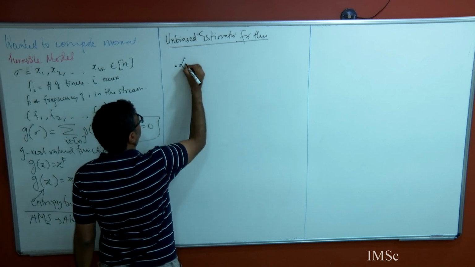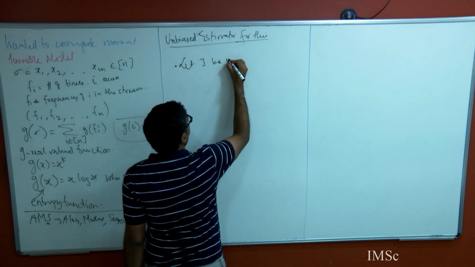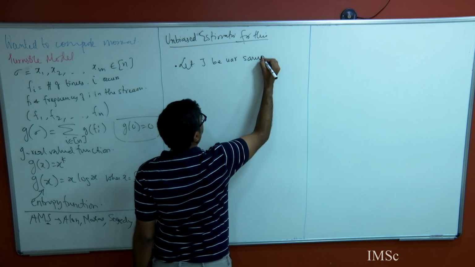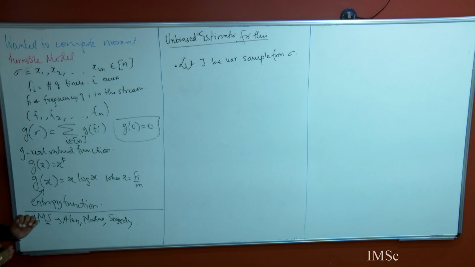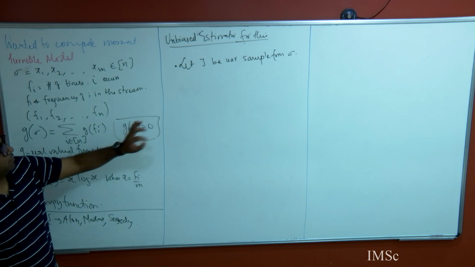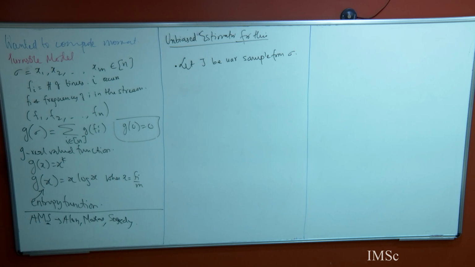So let J be uniformly at random sampled from 1 to m. We know how to do this, but forget how to implement it for now. We are just trying to set up a random variable whose expectation is exactly what I want. So suppose J is uniformly at random sampled from my data stream. Can you use this object to create an unbiased estimator?